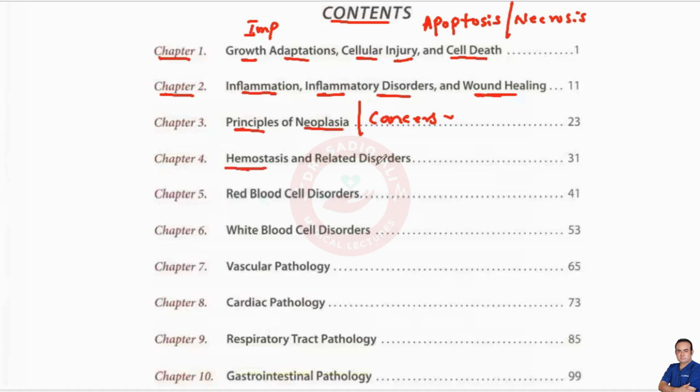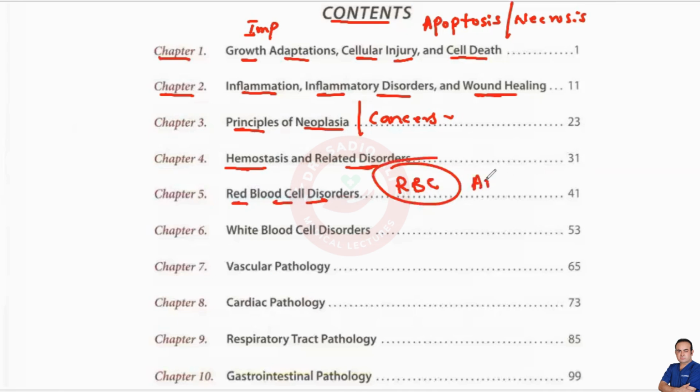Then hemostasis and related disorders, like bleeding disorders, we will discuss, like primary hemostasis. Hemostasis means that if there is any injury in the body and there is loss of blood, the mechanism through which the body tries to stop that bleeding is called hemostasis. It may be achieved via platelets or clotting factors. Then we will discuss related disorders like red blood cell disorders, a very familiar cell, that is RBC.